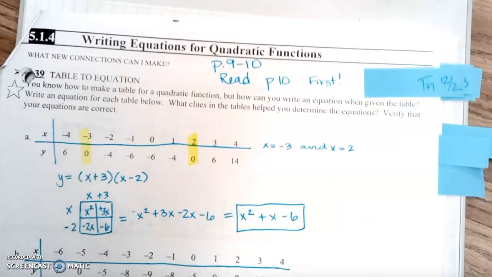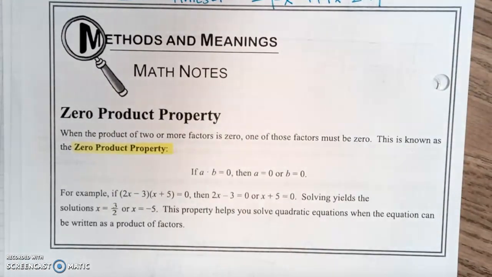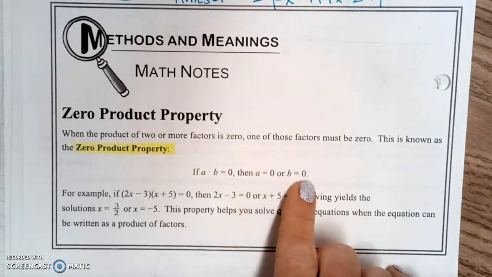So flip over to page 10, down at the bottom. You're going to notice that there's your math notes box. Okay? So the math notes box is titled Zero Product Property. When the product of two or more factors is 0, one of those factors must be what? 0. So whenever you multiply by 0, you're always going to get 0. That's called the zero product property. Algebraically, it looks like this. If A times B is 0, then A is 0 or B is 0.